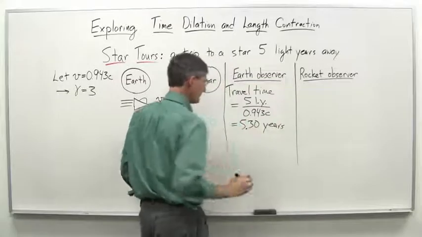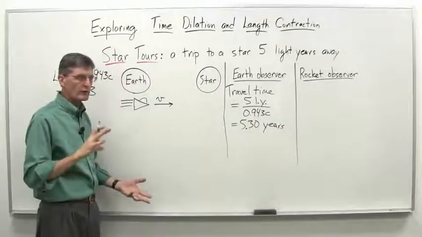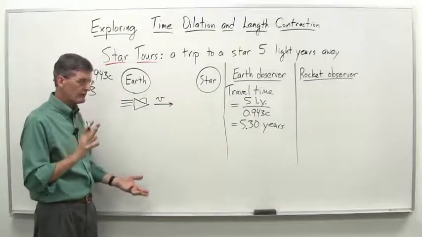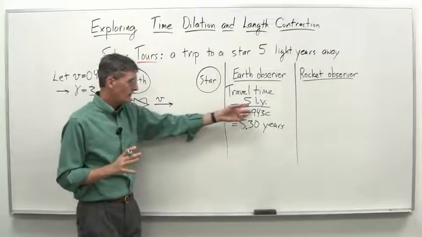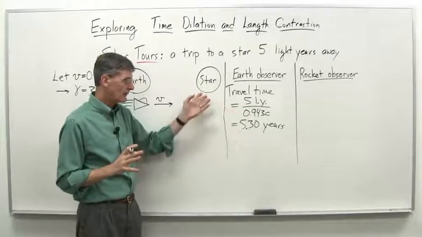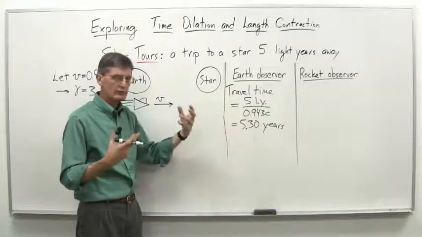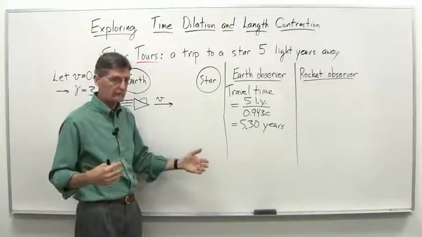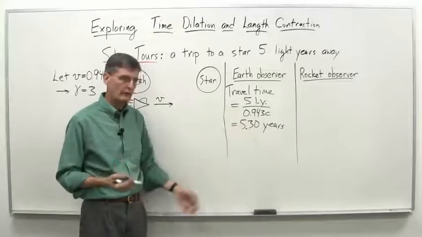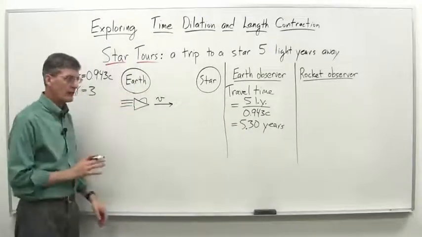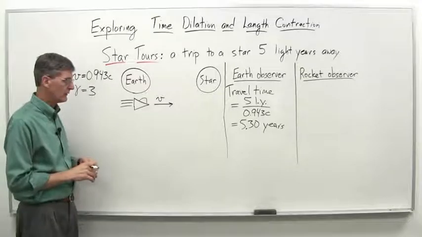years. Okay, and it's always good to check, does that make sense? Well, 5 light years, and you're not going quite at the speed of light, just a little less than the speed of light, so you would assume it takes a little longer than 5 years to get there, and of course that's the answer we get, 5.3. So that checks out in terms of how we think about that.